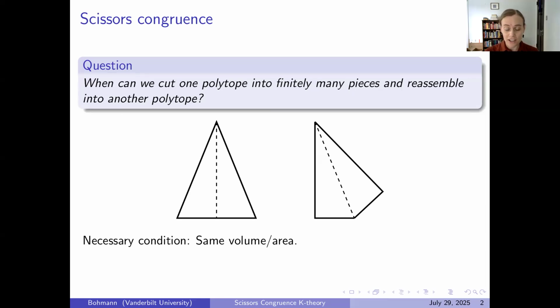It's clear that there's a necessary condition for this to be possible, which is that my polytopes have to have the same area or the same volume, depending on whether I'm in R2 or a higher dimensional Euclidean space. Here we have a picture of 2 polytopes, this triangle and this quadrilateral. They have the same area, and I've shown you how you can cut them up into the same pieces, 2 smaller triangles, and then you can reflect, rotate and translate pieces of one to get the pieces of the other. So these 2 polytopes are scissors congruent, that's what we say.